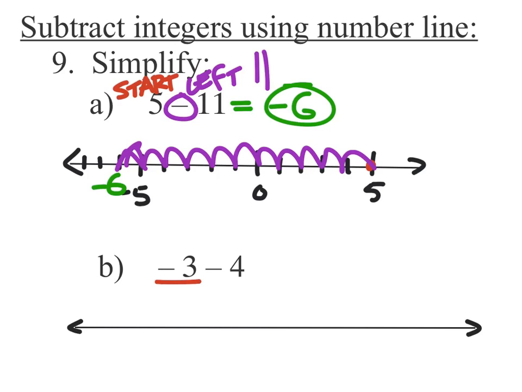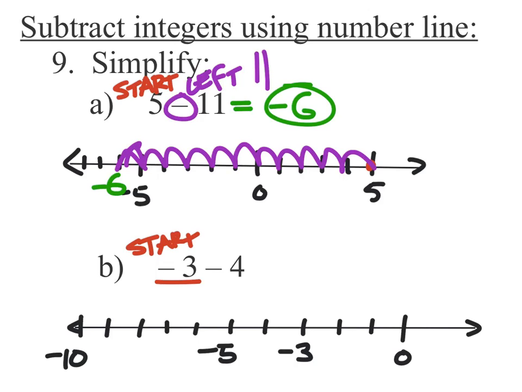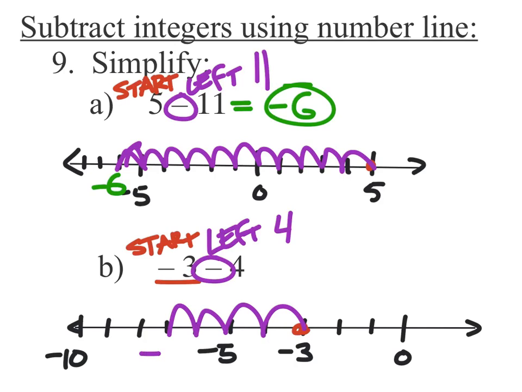So this next number line, again, I'm going to start here at negative 3. And then the minus tells me again that I'm going to go to the left 4 spaces. So starting at negative 3, I go to the left 4. 1, 2, 3, 4, which appears to be at negative 7. So the answer to this one is negative 7.